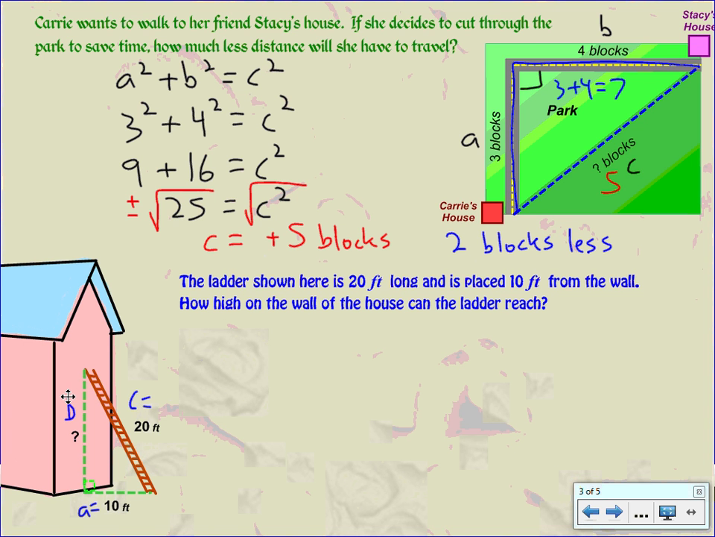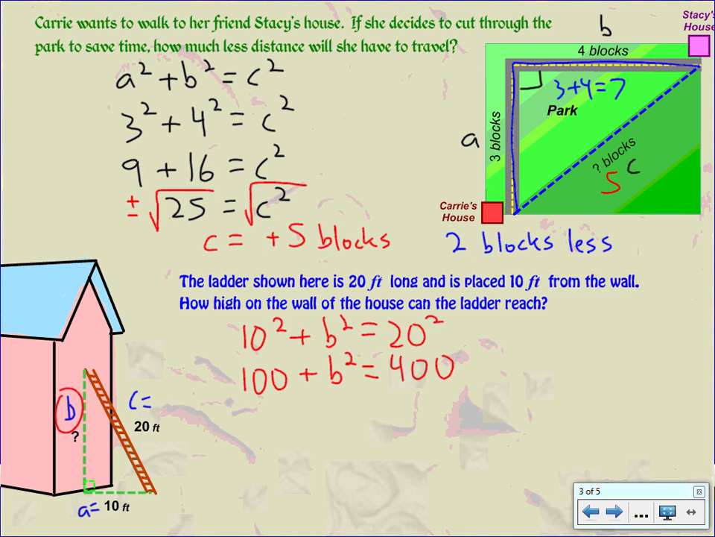So I've got a squared, which we're going to say is 10 squared, plus, this time b is what I don't know, right? So I'm going to put in b squared equals c squared. My hypotenuse is 20, so 20 squared. Now I've plugged things in. Now we need to do a little bit of computation to figure out what our answer is going to be here. 10 squared, that's pretty easy, right? 10 squared is 100. Plus b squared, that's our variable, we don't know what that is yet. And 20 squared is, of course, 400.